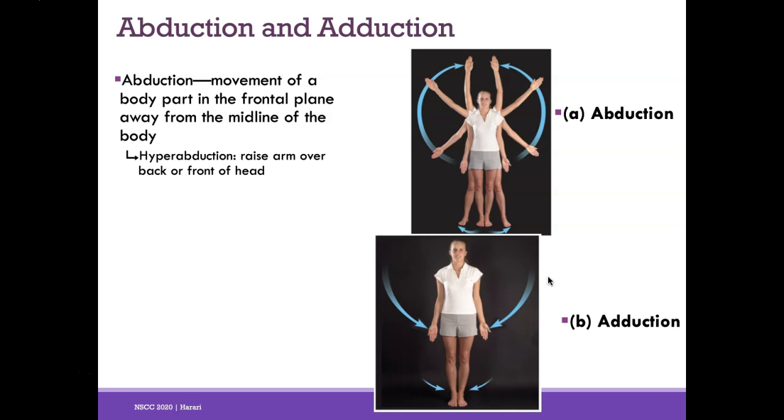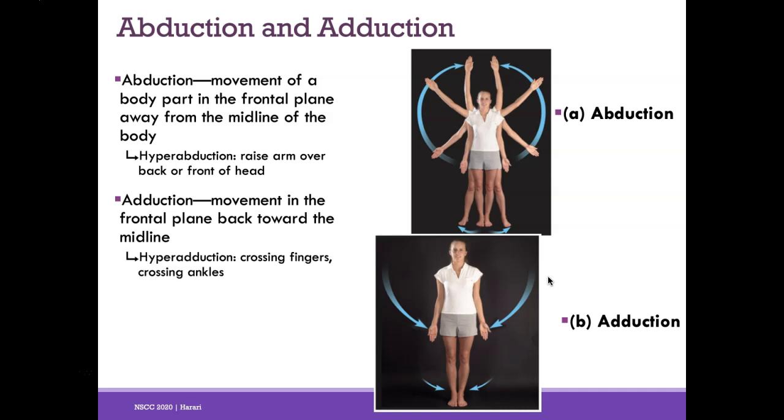Hyperabduction would be to raise your arm over your back or over the front of your head. Adduction is when you move back toward the midline in the frontal plane. So again, everyone abduct your arms and now adduct them. Hyperadduction would be like crossing your fingers or crossing your ankles. So you're moving them toward midline, you're actually crossing them over the midline.